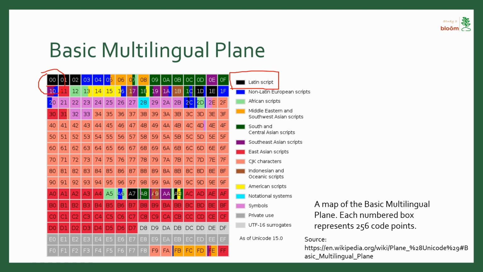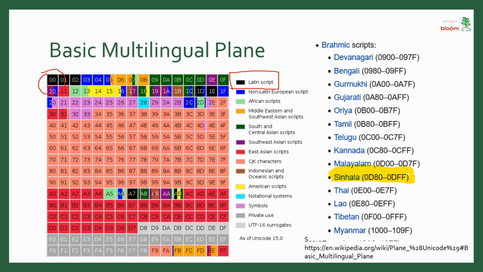Then you will be thinking how the characters of other languages are represented, how they are distributed in this basic multilingual plane. For example, if you take Sinhala, which I mentioned previously, it is a South and Central Asian scripting language. It should be marked with green color. The code point range for Sinhala characters is from 0D80 to 0DFF. So here we can see the 0D range is marked in green color, so it's correct.